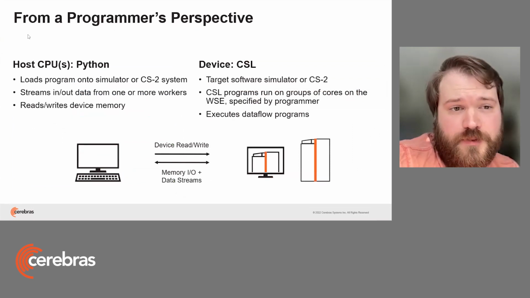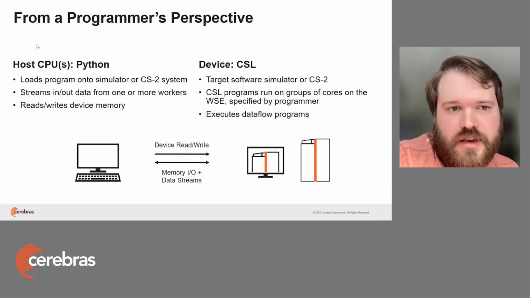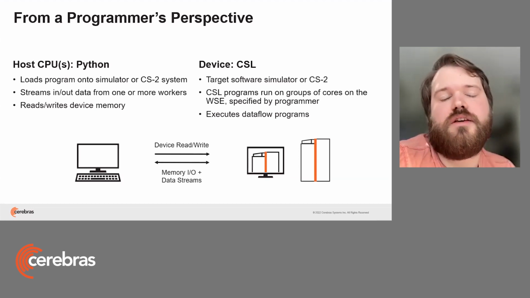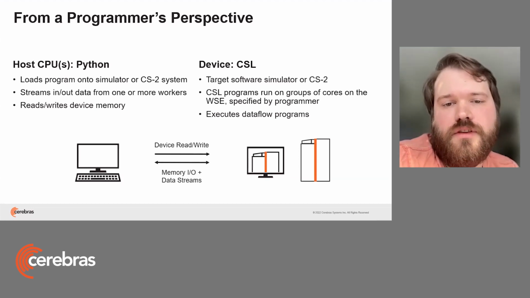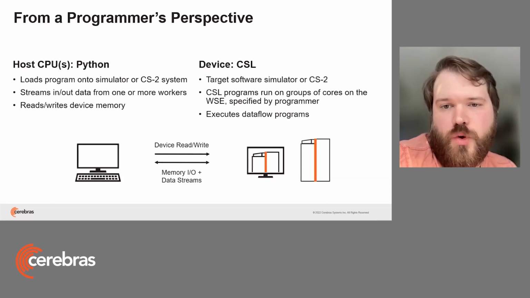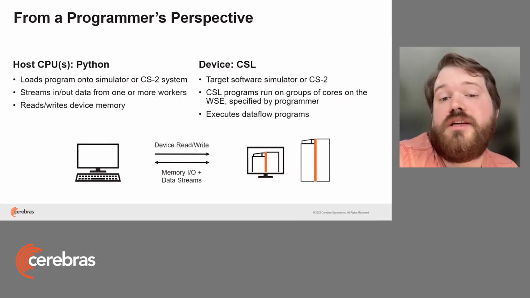So from a programmer's perspective, the way this works is we have host code written in Python that loads the program onto the simulator or the CS2, streams data in and out, and reads and writes the device memory. On the device, we have our CSL code running, which again could be in a simulator or a real CS2. This code executes data flow programs, and these programs run on groups of cores on the wafer specified by the programmer. It could be the entire wafer.